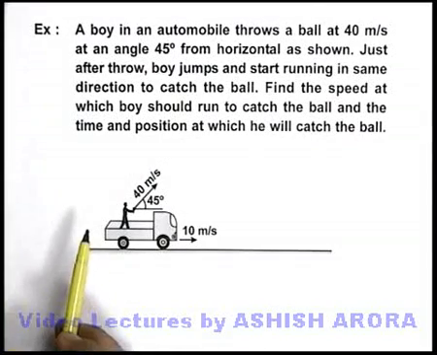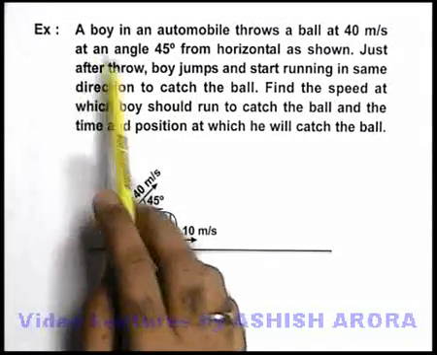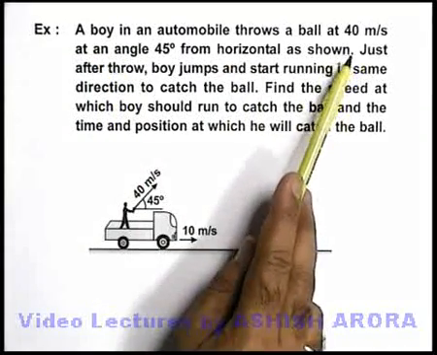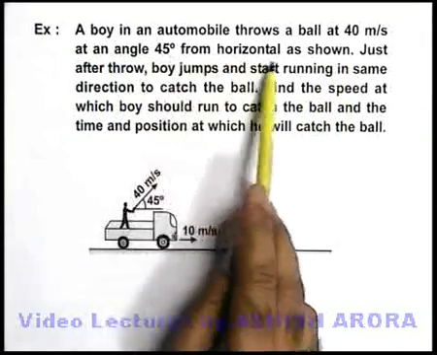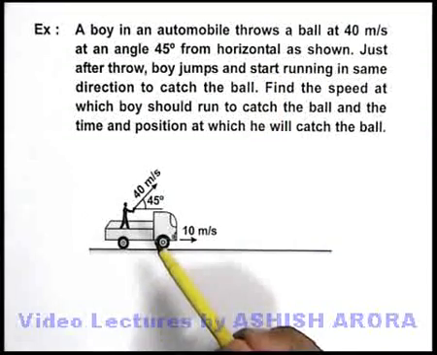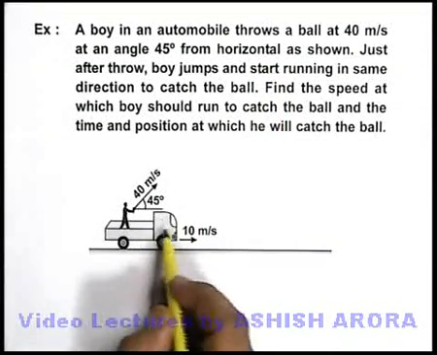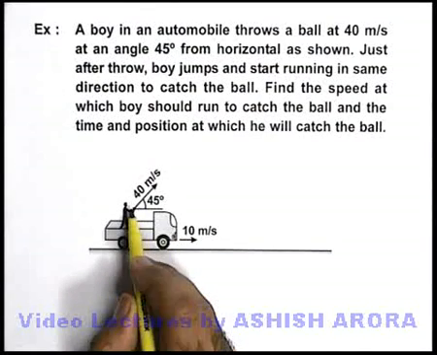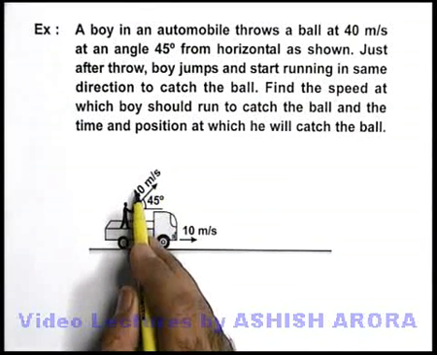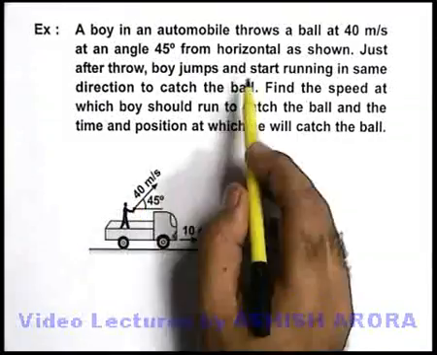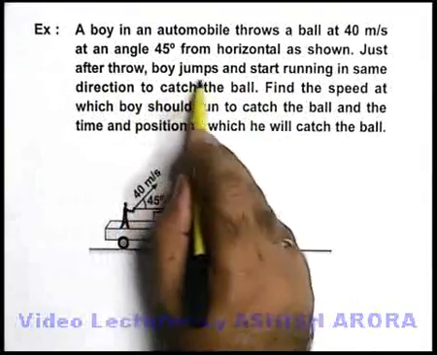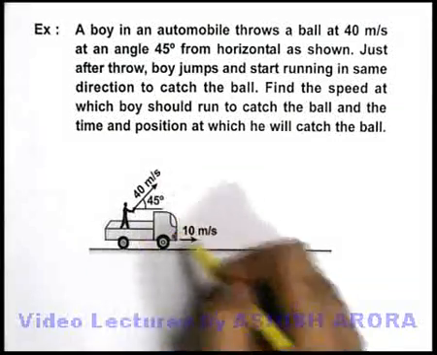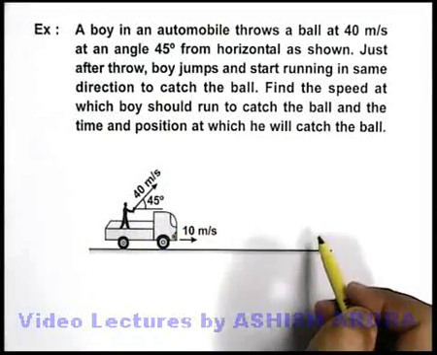Let's take up an example where a boy in an automobile throws a ball at 40 meters per second at an angle of 45 degrees from the horizontal, as shown. The automobile is moving at 10 meters per second, and the boy is throwing a ball at 40 meters per second. It is given that just after the throw, the boy jumps off and starts running in the same direction to catch the ball.